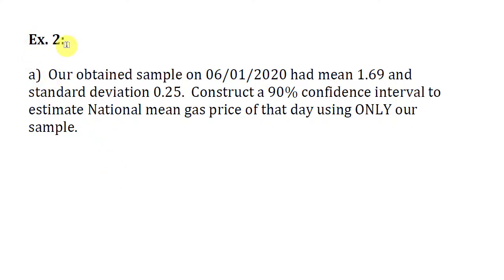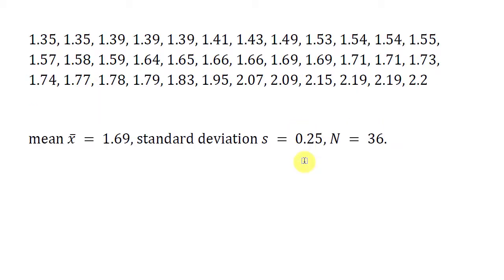So example 2, right at part A right here, our obtained sample on June 1st, 2020 had mean $1.69 and standard deviation 0.25. So at this point, let me make a quick note. After looking at how I did example 1 earlier, anyone viewing this video should be familiar with that sample I was mentioning. But in case you still want to have a look at the sample again, here it is. Here's our sample on June 1st, 2020.